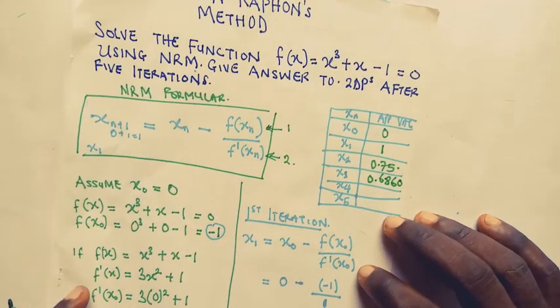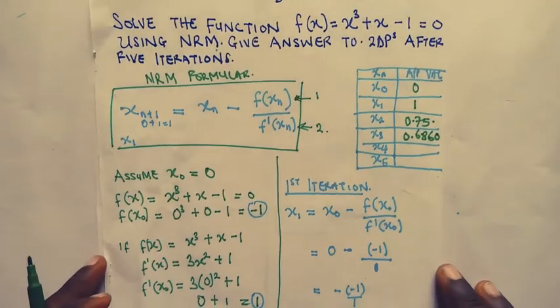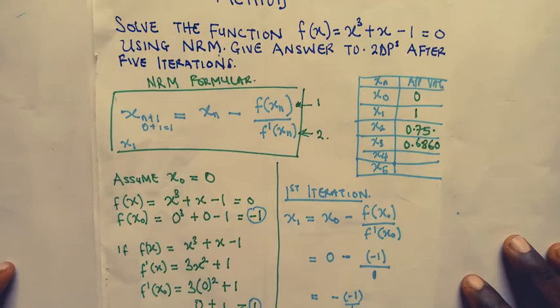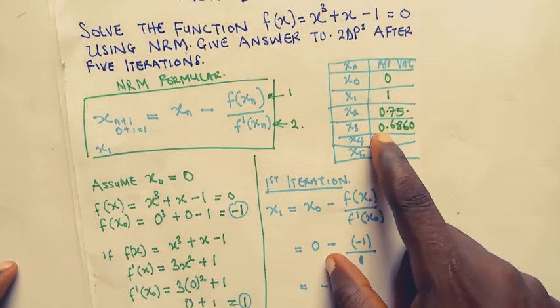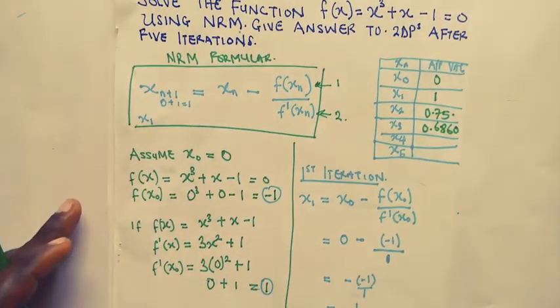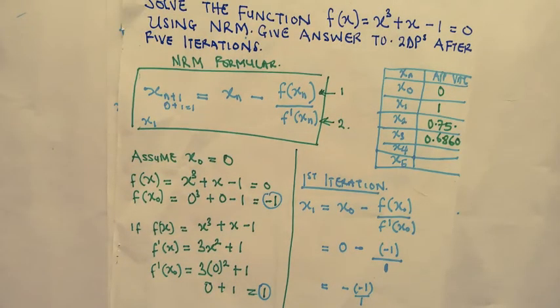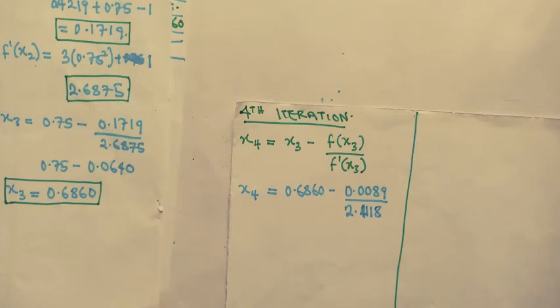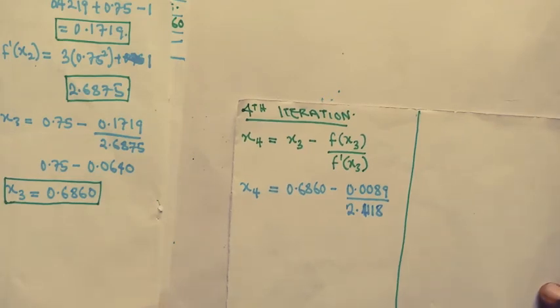So at this point, I'd like you to pause the video and see if you can derive the value of x4 and x5. Give it a try. When we come back, we'll see it together. I want to assume you have given it a try, and let's see it together. If you have the answer, please drop it in the comment section below.